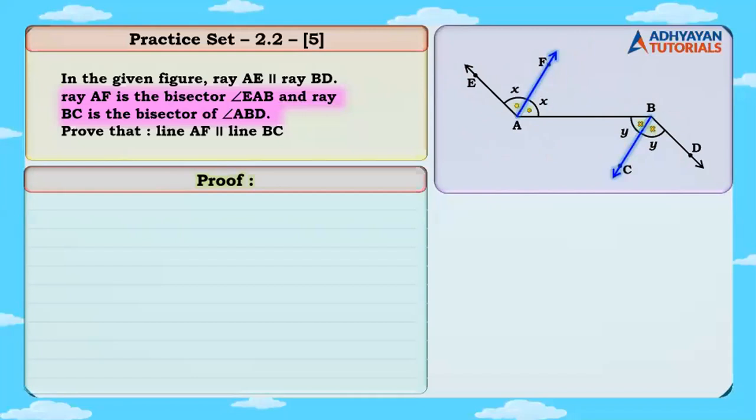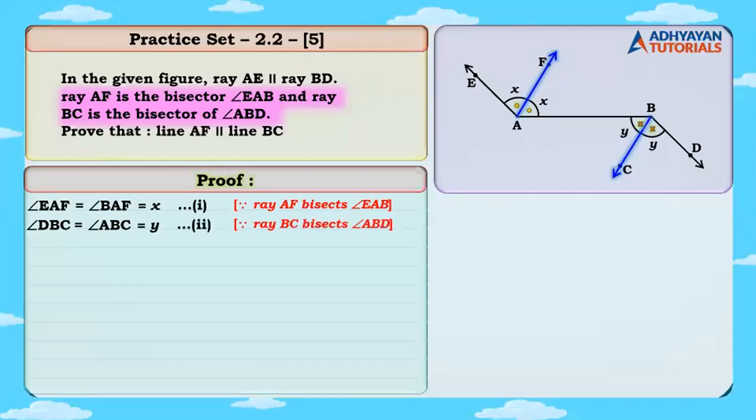Yeah, and we need to prove, children, that I'll just write down that information, that angle EAF is equal to angle BAF, जिसका value is equal to x. The reason: ray AF bisects angle EAB. Likewise, angle CBA is equal to angle CBD, right? Both are equal to y. Ray BC bisects angle ABD. I hope this is clear.